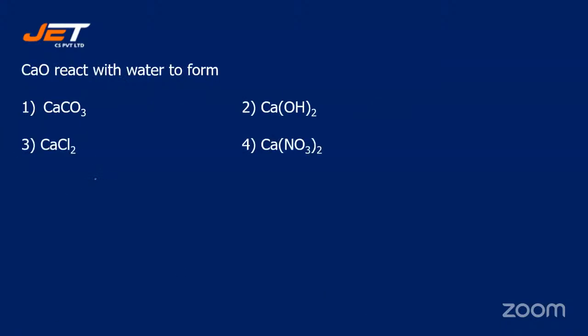Next question. Calcium oxide reacts with water to form what? Calcium carbonate, calcium hydroxide, calcium chloride or calcium nitrate. Which is the right option?